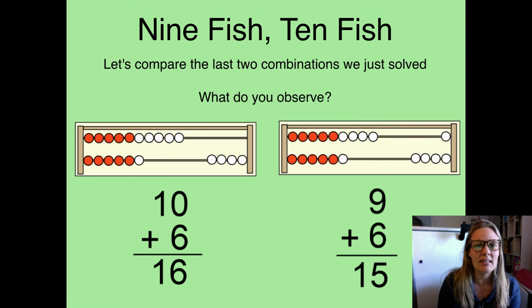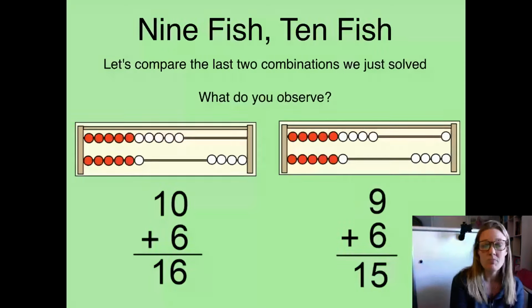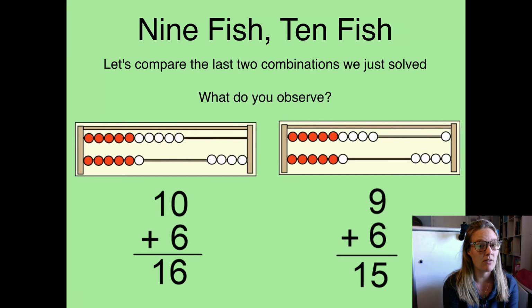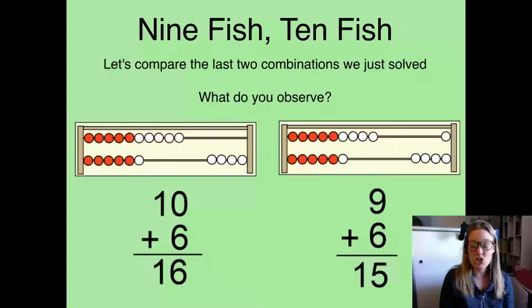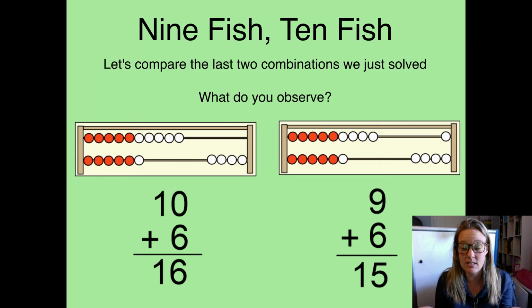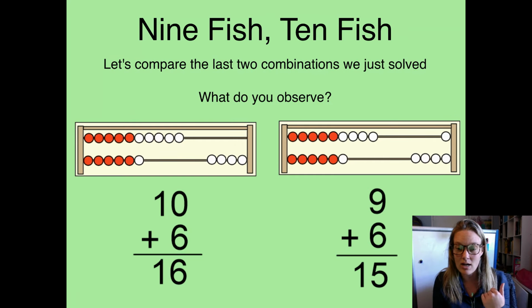All right, let's compare the last 2 combinations we just solved. So we just talked about this. What do you observe? Let's see if you were paying attention. What do you notice about these 2 problems and how they are similar and how they are different? Think about it. Yeah, so at lunch, she ate 6 fish at lunch, right? But the top numbers are a little bit different. She had 10 on the Sunday, but on Monday she had 9, so she had 1 less. And if she had 1 less for breakfast, did you notice how the answer is 1 less?